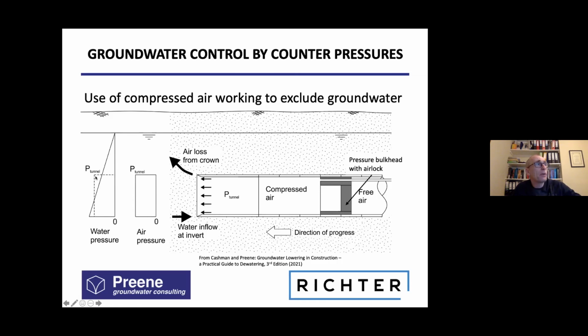This means that at the top of the tunnel, the air pressure is greater than the water pressure, and you get some air loss. And at the tunnel invert, the air pressure is less than the water pressure, so some water will come in. But you can get essentially a relatively dry working environment. And then when you have this, the way the tunnel is constructed is that your workers, your operatives, enter the compressed air zone through an airlock, and then they work in an atmosphere above atmospheric pressure in a compressed air environment, like deep sea divers do.